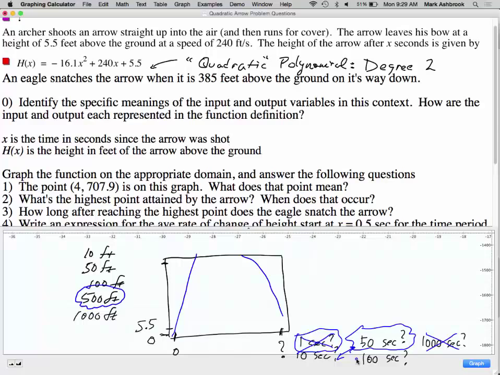Does it make sense? That's a question that I get a lot. So it goes back to the situation and what makes sense for ranges of these values. Okay, I'll let you get back to work.